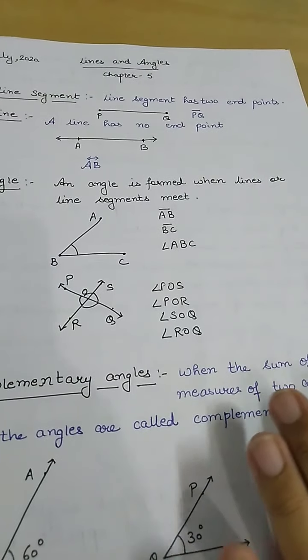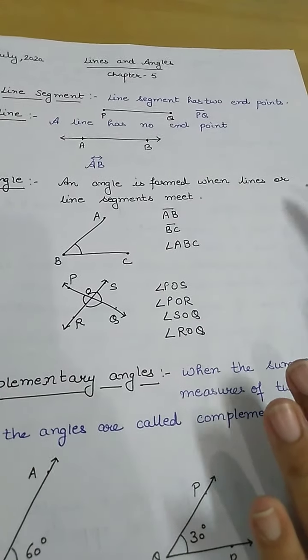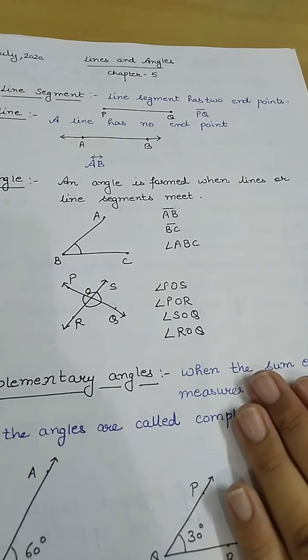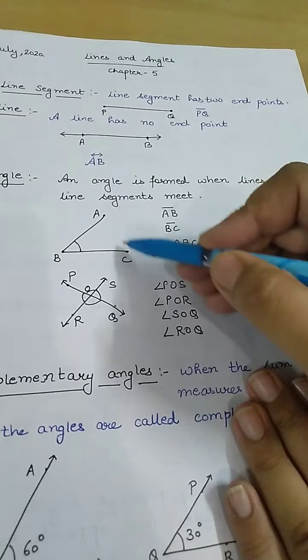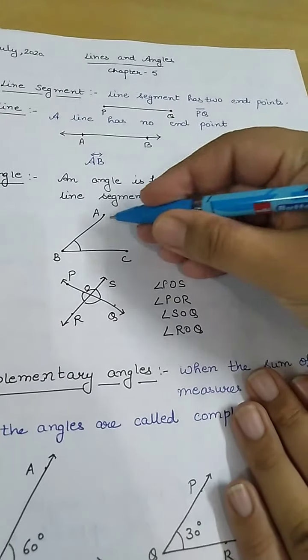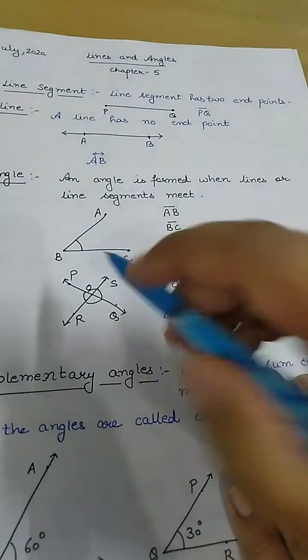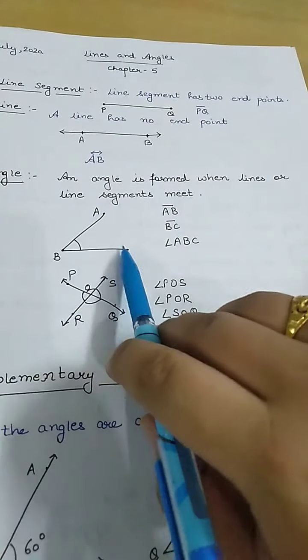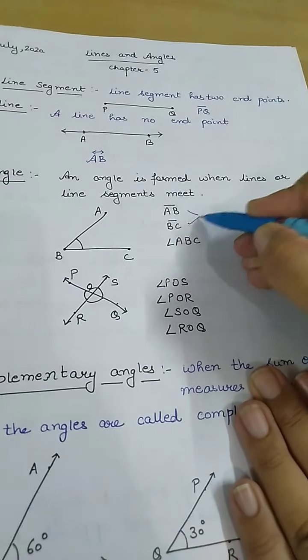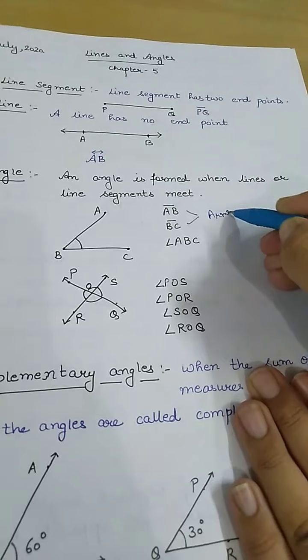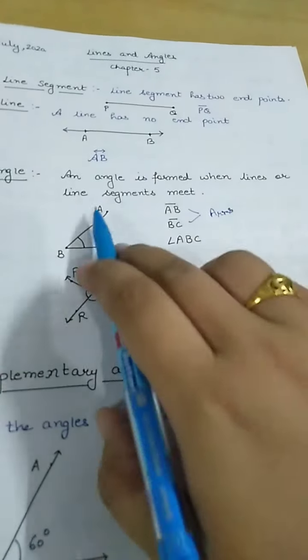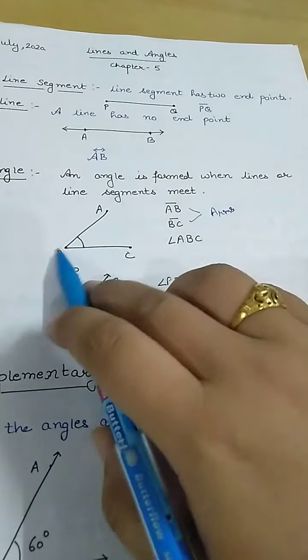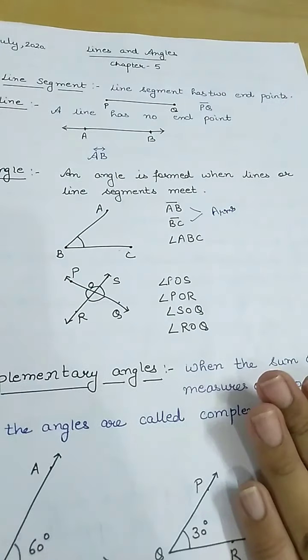So next is an angle. Now what is an angle? An angle is formed with lines or line segments. So these are the two lines which have particular endpoints. If I put an arrow, it will become a line segment. So here AB and BC are the two arms, and angle ABC is here. This is the name of the angle because these two line segments are meeting at point B.